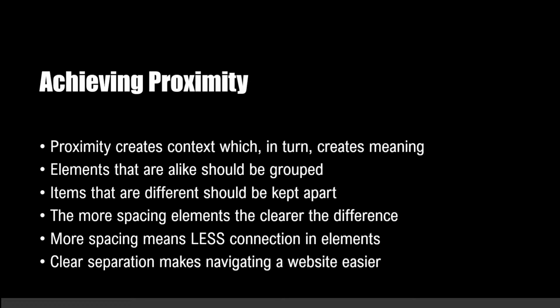So in order to achieve proximity, we want to make sure that like elements are grouped and items that are different are separate. And we can do that through many different means, right? One of the easiest being the way that we saw on the Cleveland Community College website there. The more space between elements, the less connection there is between those two elements.